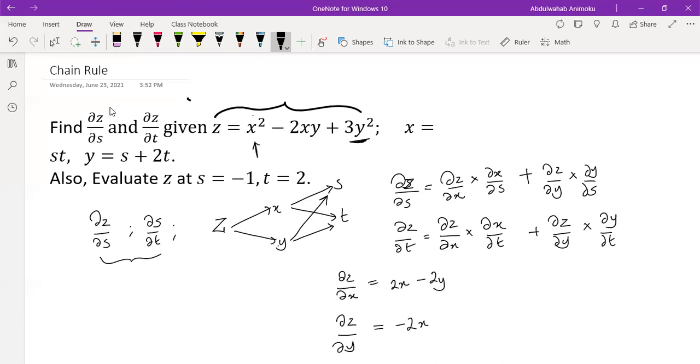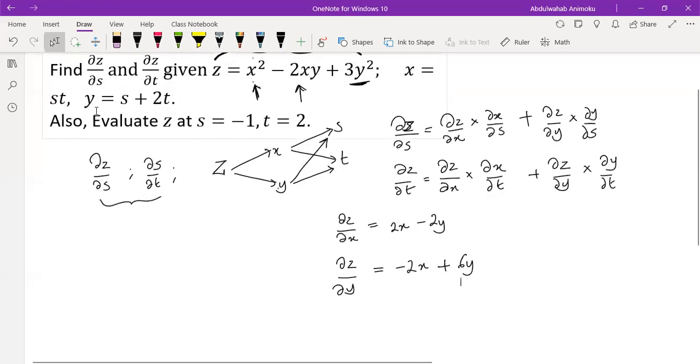Sorry, I think there's a mistake here, I conflated that. Yes, so the first one is correct. The first one is 2x minus 2y. Now for the second one, the derivative of this with respect to y: the first term is 0, for the second term we have minus 2x, and for the third term the derivative with respect to y is 6y. Okay, perfect.